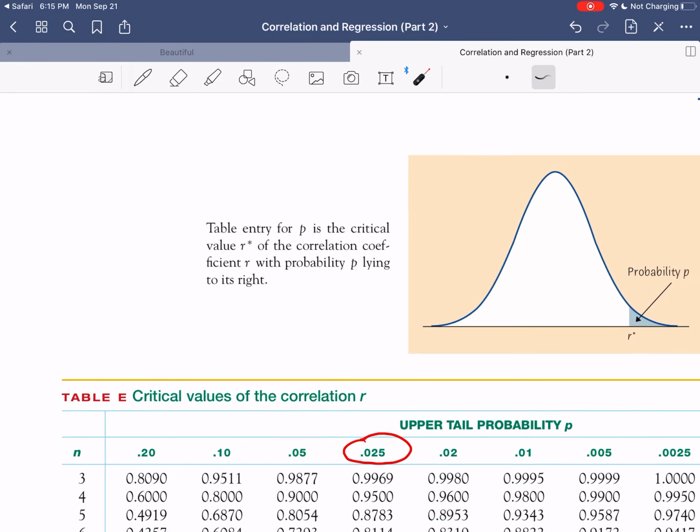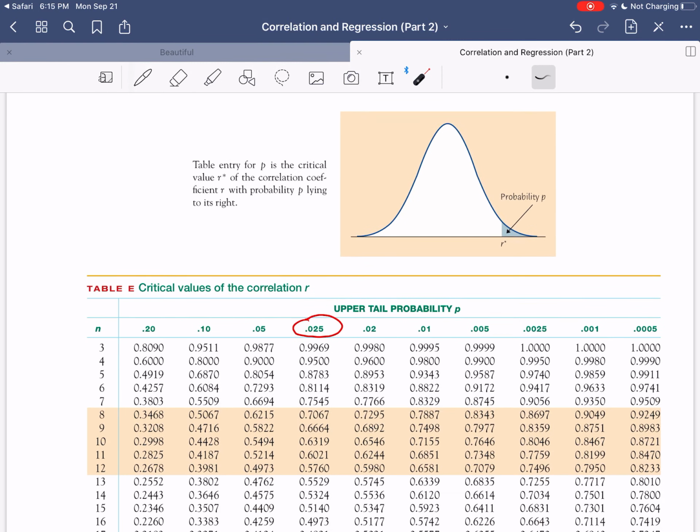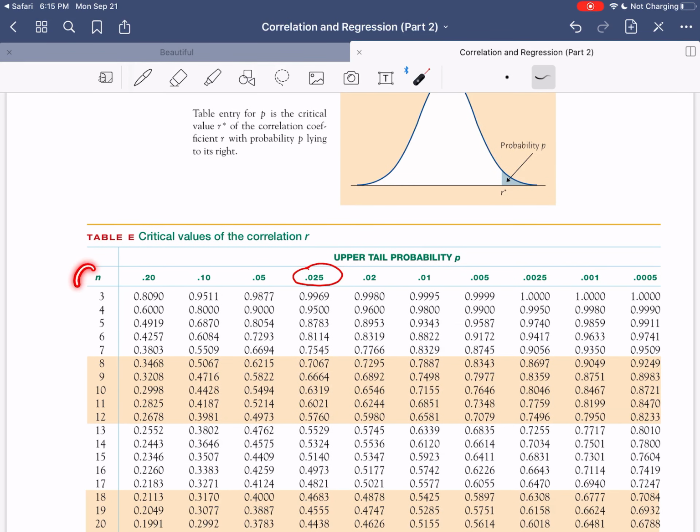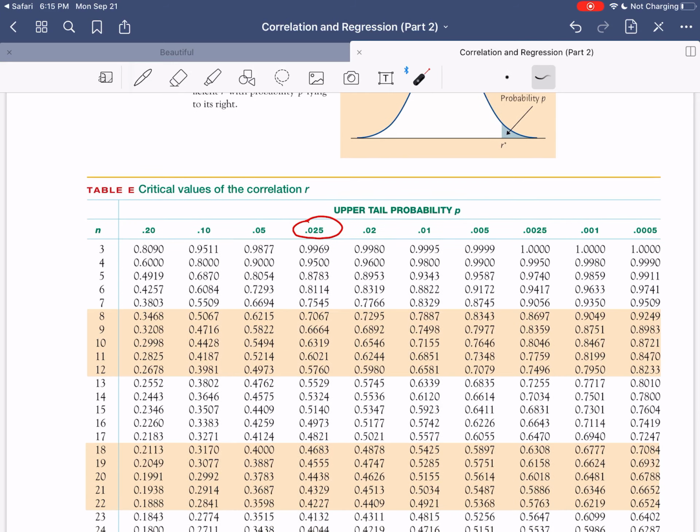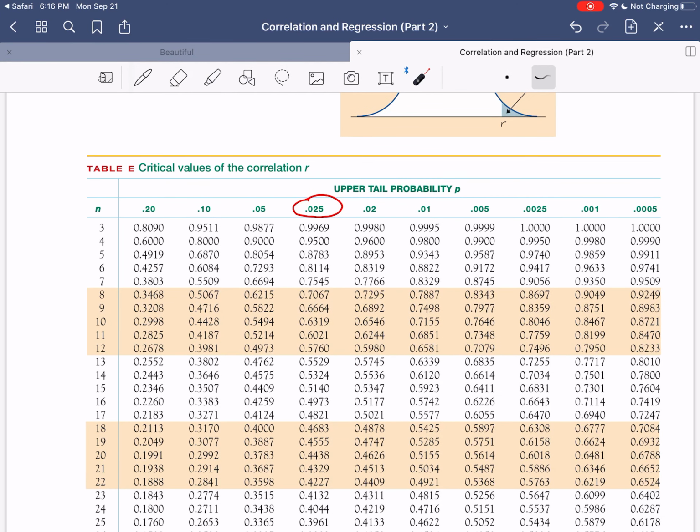So, this is what table E looks like. It's called the critical values of the correlation R. So you notice it says right in its title that it's related to correlation R. The first column is n, which is your sample size, so you need to know how big your sample is. Once you know that, you'll locate that on this column. So maybe you have a sample of size 10, so you locate yourself right there.